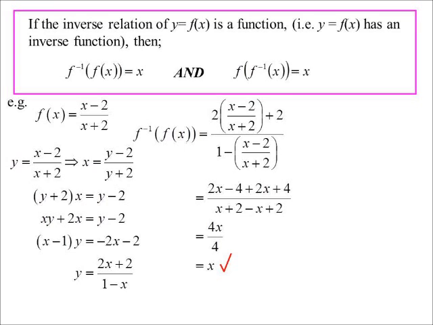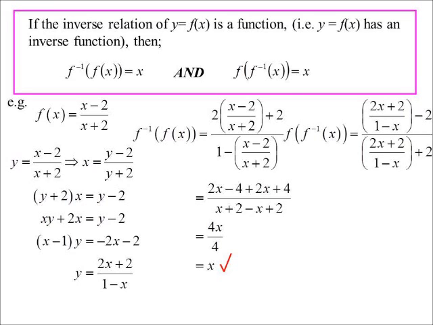And just to prove it, we'll go the other way around as well. Let's substitute the inverse into the original function. So this time, everywhere I see x in the original function, I'm substituting in (2x plus 2) on (1 minus x). Once again, we've got fraction on fraction. I'll multiply everything by 1 minus x this time. And playing around with our algebra once again, yep, we end up with just x. It does cancel and get back to that original thing.